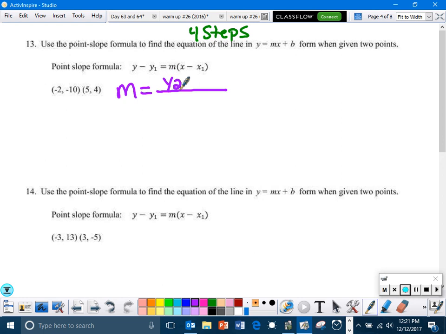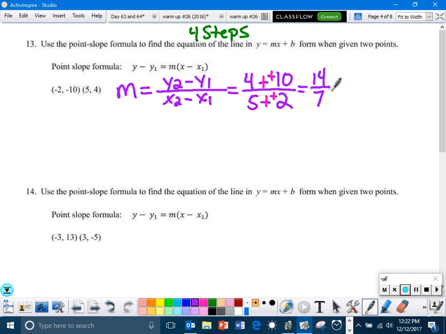So remember, slope is y2 minus y1 over x2 minus x1. Let's plug the numbers in. So that would be 4 minus negative 10 over 5 minus negative 2. You need to look to see if there's a sign change, and there is. There's a sign change on top and the bottom. So minus a negative becomes plus, and minus a negative becomes a plus. So the numerator is 14, the denominator is 7. And that simplifies to just plain old 2. Okay, step 1 is done.